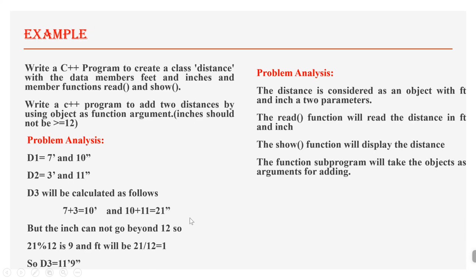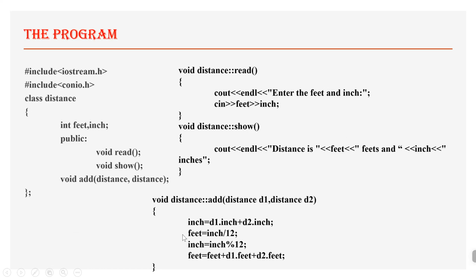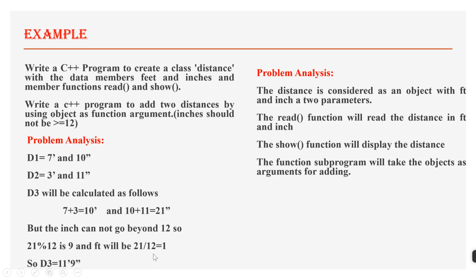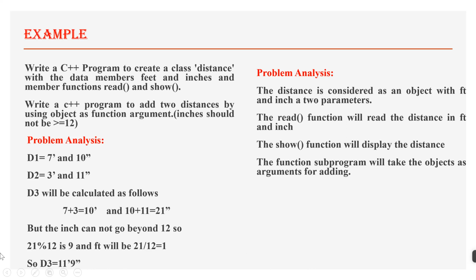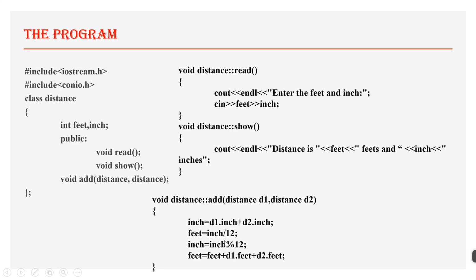So 10 plus 11 becomes 21. Now feet is equal to inch divided by 12. So 21 divided by 12, that is 1. I've already shown here 21 by 12 is 1, so my feet becomes 1. Then inch is inch mod 12. What is my inch mod 12? 21 mod 12, that is 9.